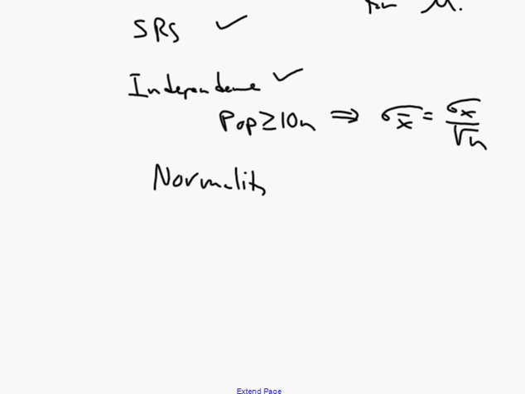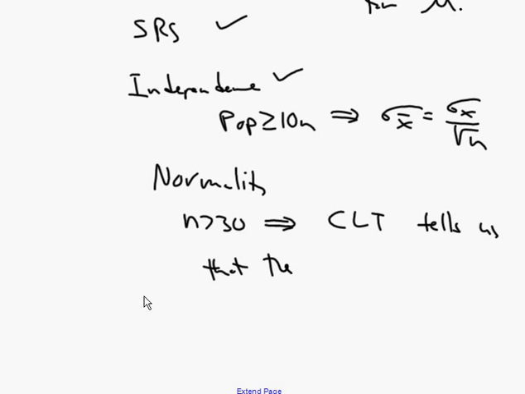But we luck out here, and the reason we luck out is because n's greater than 30. Since n's greater than 30, the central limit theorem tells us that the distribution of x bar is approximately normal. All right, so we have all three of our assumptions checked off. We're ready to proceed. Okay?